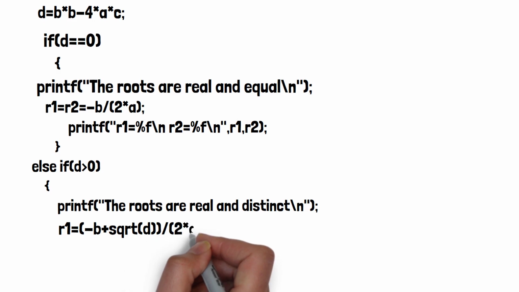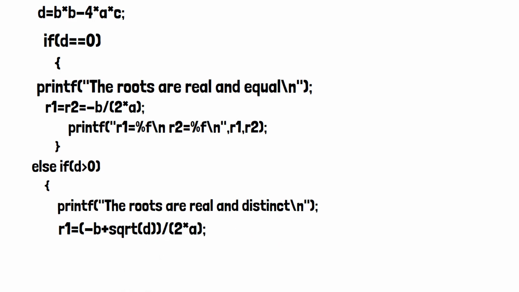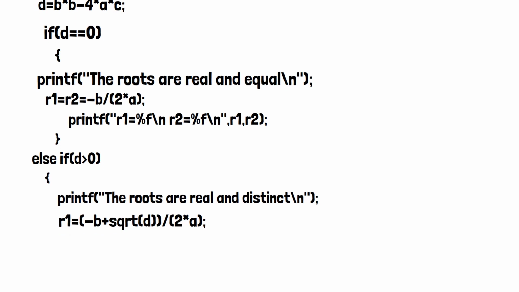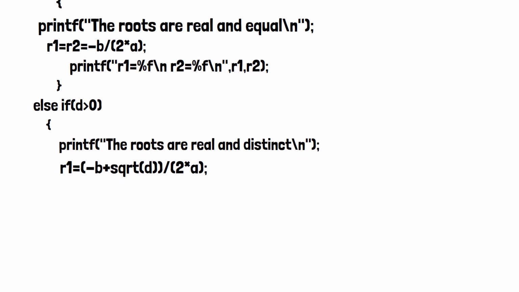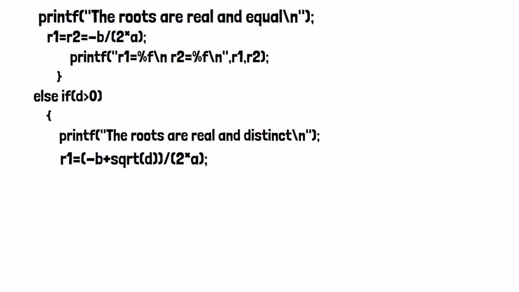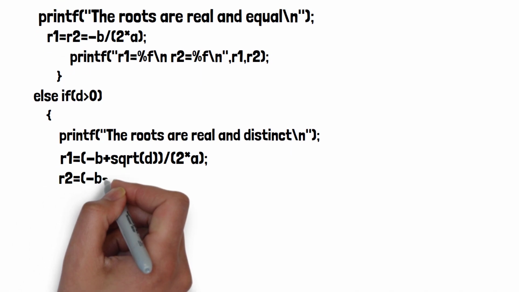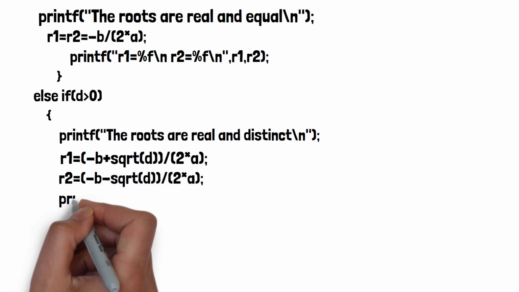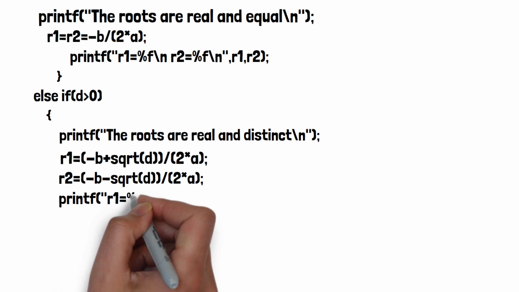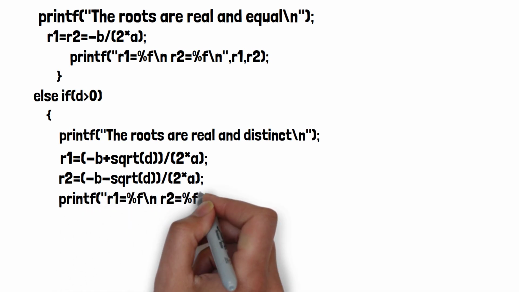As we know, what is D? D is nothing but B square minus 4AC. And here sqrt is a function that is defined in math.h. We can use this function to calculate the square root of any number. Next we are calculating R2 as minus B minus square root of D divided by 2A. In the next printf statement we are printing both R1 and R2.